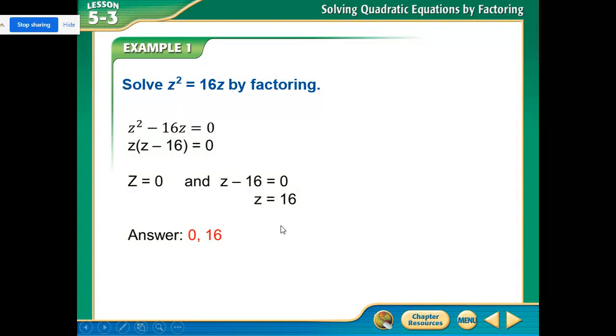All right, what about this one? Again, it's not equal to 0, so we have to move it over. So we have z squared minus 16z equals 0. Now notice this is not a normal trinomial, so we can just factor it with our GCF.